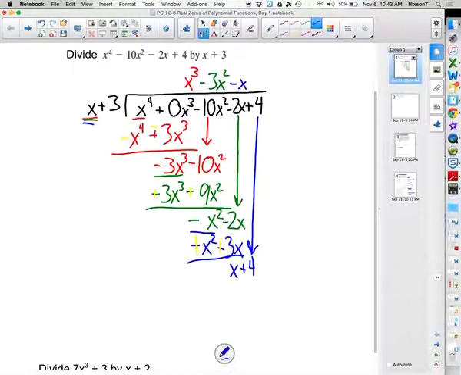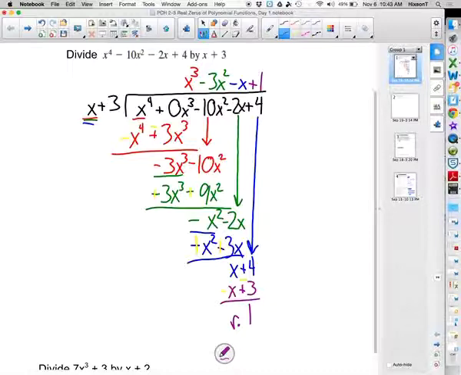So x divided by x is a plus 1. We multiply, and we get an x plus 3, and we subtract. So that's 0 like it's supposed to be. 4 minus 3 is 1, and that's our remainder. I'll put a little r there. That's our remainder.